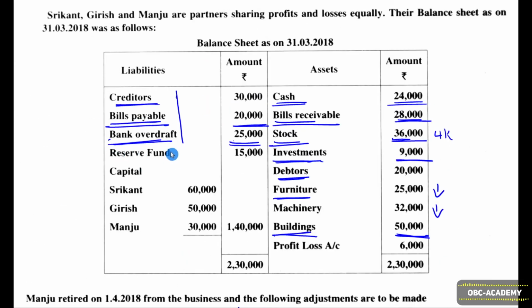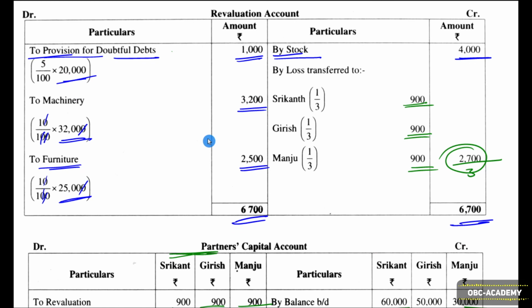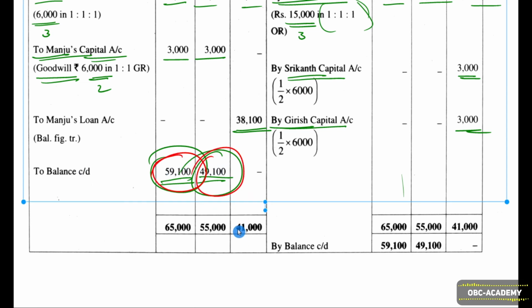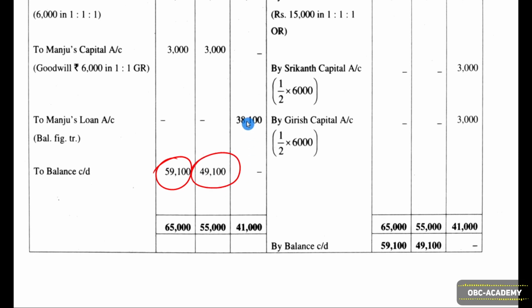Next, we have reserve fund, this has already been entered, so we don't need to enter twice, it has already been entered in partners' capital account, so that's done. Next, we have capital, but this capital should not be entered here, capital should be taken from partners' capital account. So here we have two balance brought down amounts, this amount and this amount. This is for capital. Then we'll add a separate account, Manju's loan account, and we'll write 38,100.